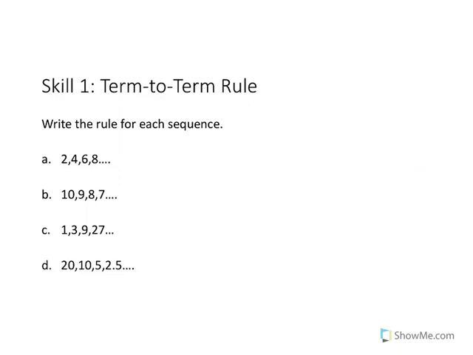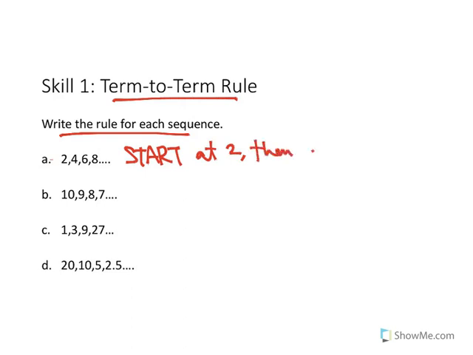Let's practice a little bit more. In this problem, I would like you to write the rule for each sequence, meaning what is the term-to-term rule? To start you off, for A, you start at 2 and then add 2 each time. Now it's your turn. Pause.